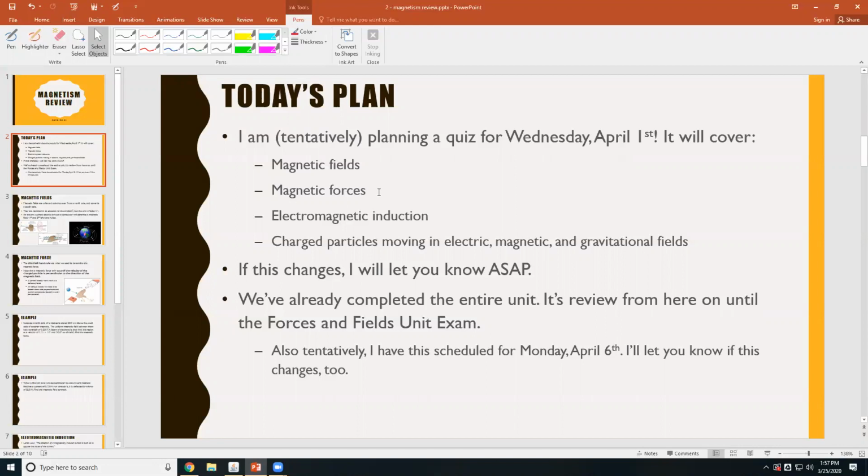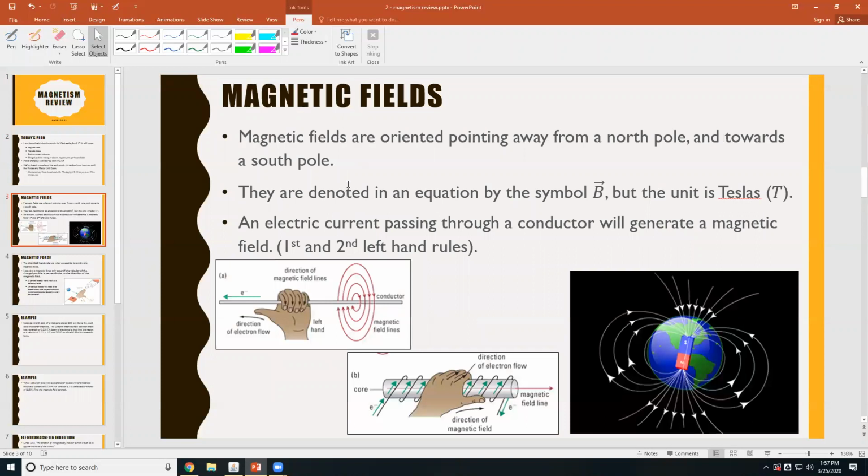I would like that to go ahead because when, of course, classes were canceled, we were already ready to go. We didn't have to cover any more material. Again, we've already completed this entire unit. Forces and fields is done. It was just review from here on out. If we're going to have a unit exam for this, I want that to be on Monday, April 6th. But again, that is tentative. There is no guarantee we're going to do that. I'll let you know if that changes as well. Anyway, let's get rolling here.